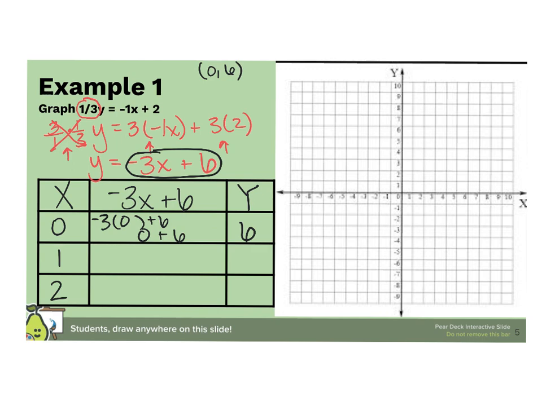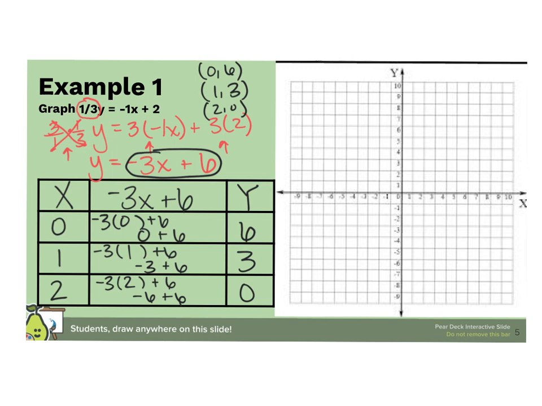Next, we're plugging in a 1. Negative 3 parentheses plus 6. Plug in a 1. Negative 3 plus 6 gives you a positive 3. Our second ordered pair, when x is 1, y is 3. Last one, negative 3 parentheses plus 6. Plugging in a 2 for the x. Negative 6 plus 6 is 0. Our final ordered pair, when x is 2, y is 0.